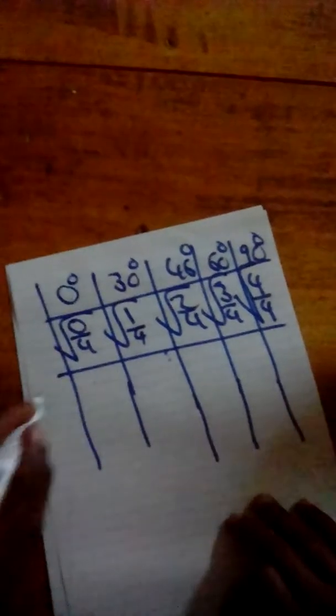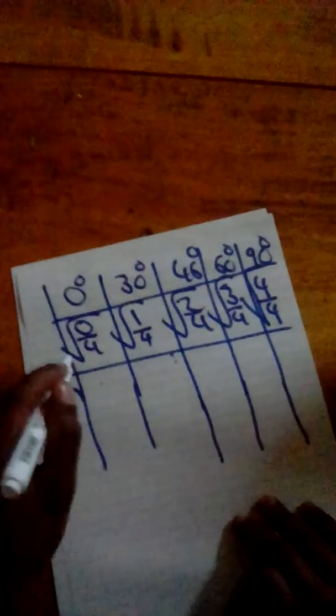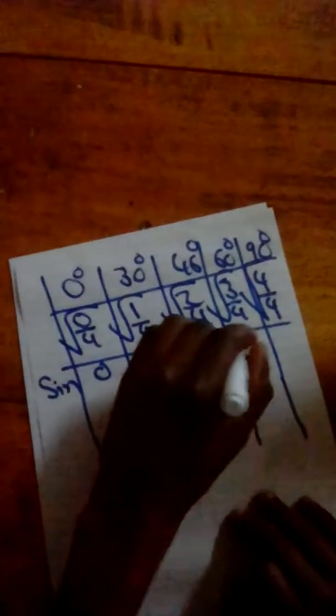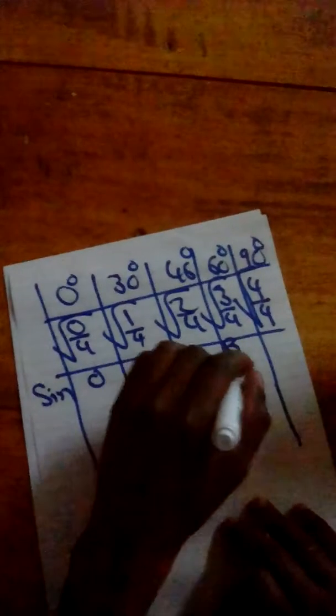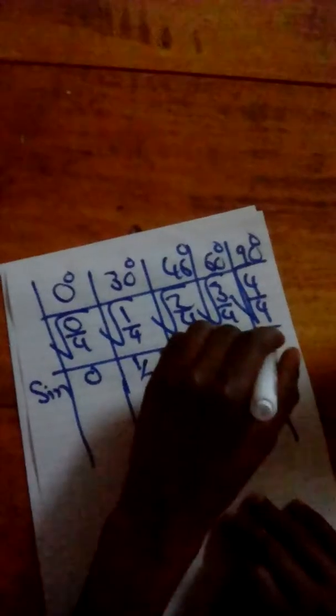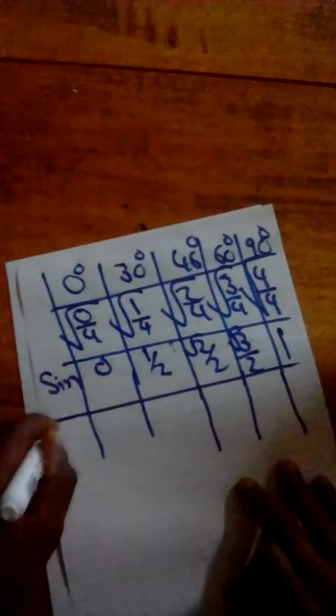If you simplify all this, what you get is the sine values. This will be 0, this will be 1 over 2, square root of 2 over 2, square root of 3 over 2, and this is 1. If you interchange these values, you'll get the cosine values. So this will be written here, this one will be written here, this one will be written here, this one will be written here, and this will be written here.